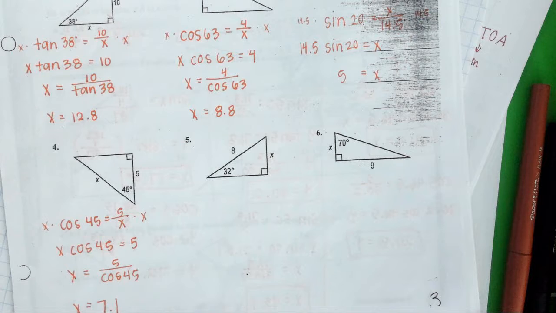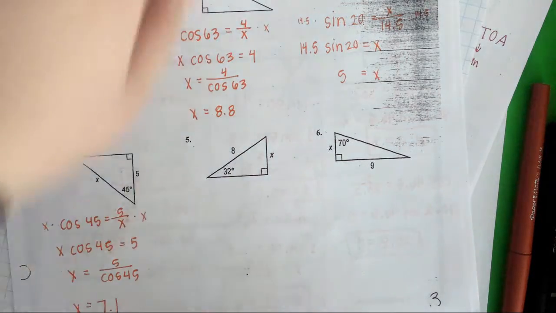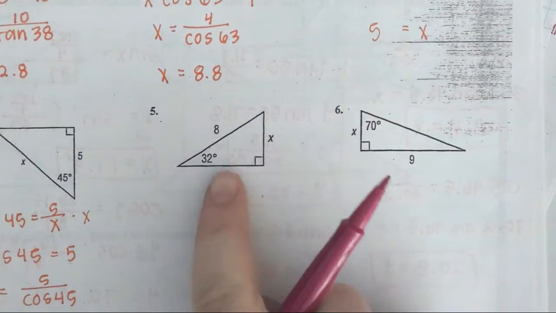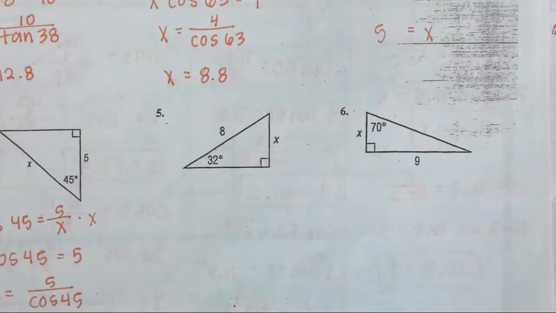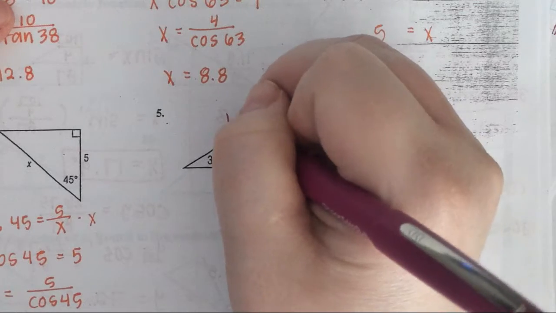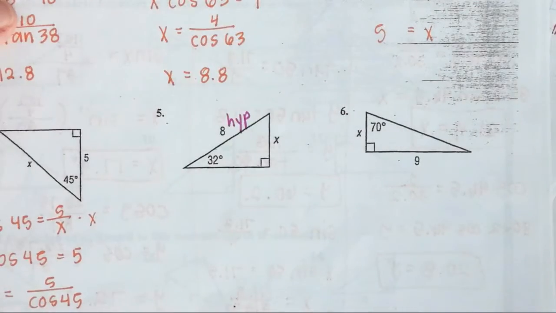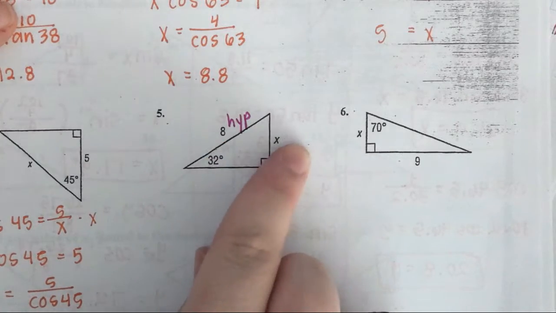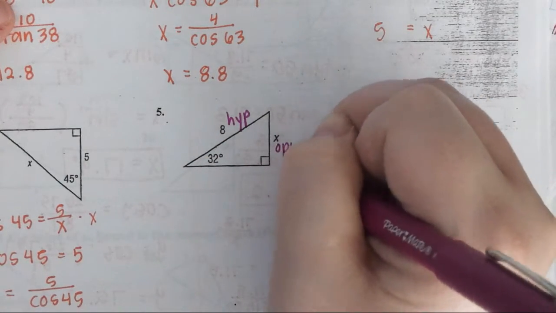Okay, so like I said, sometimes we gotta work it out a little. Let's see. So we see the 8. What side of the triangle is the 8? For sure, that's the hypotenuse. And then we're told the 32. In relation to the 32, the x would be the opposite side. Yes.